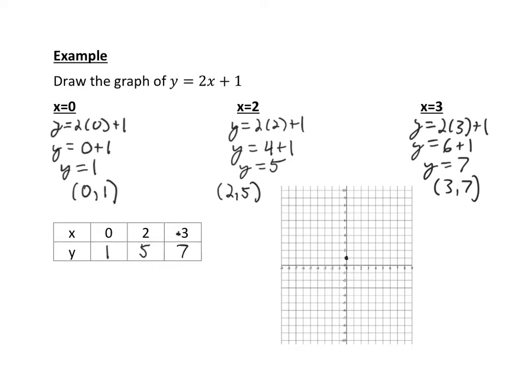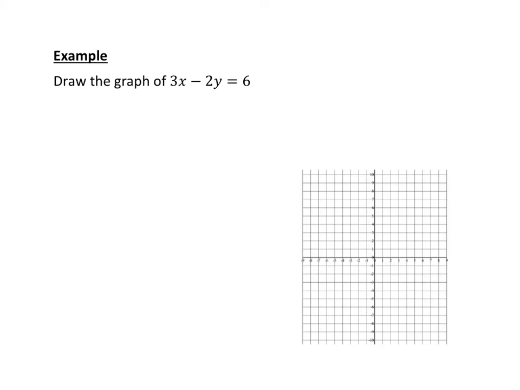We would put a dot for x equals 0, y equals 1. A dot for x equals 2, y equals 5. And a dot when x equals 3, y equals 7. So if you notice those 3 points, you could connect them and they form a straight line.